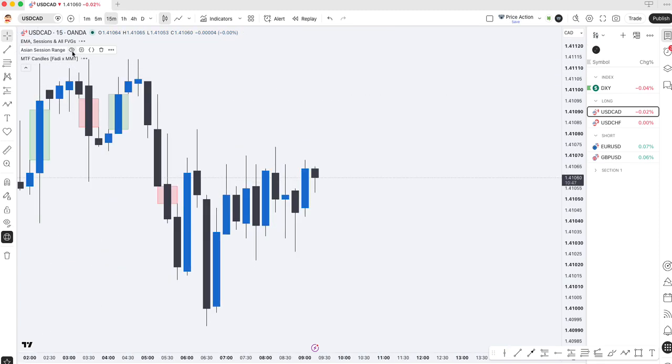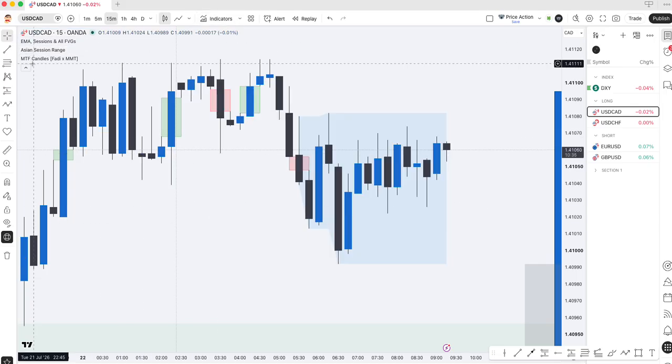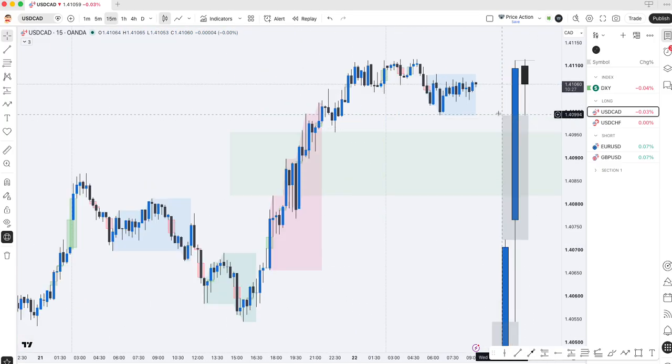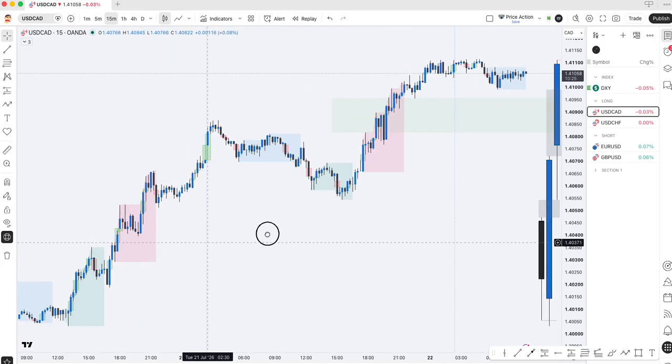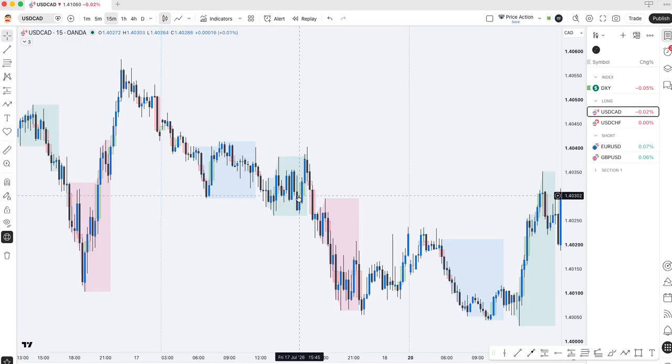So this is the indicator that I'm using. It just marks the Asian range. It's the FXN Asian range indicator. If you type it here, you'll find it. What it does is mark the Asian session, London session, and New York session. So now we are in the Asian session: Asian, London, New York, Asian, London, New York.